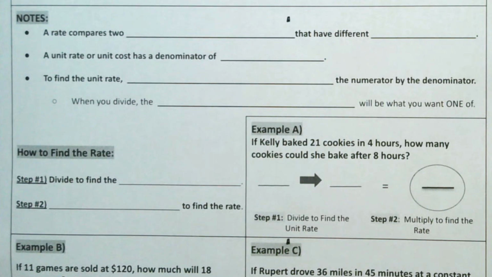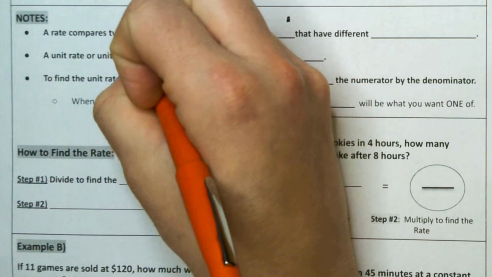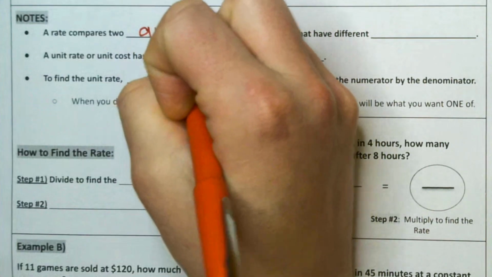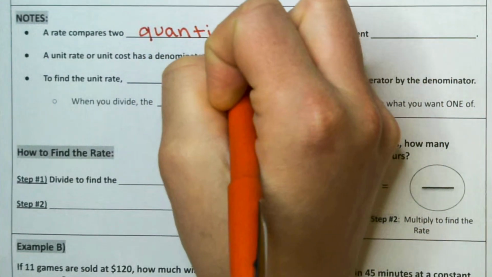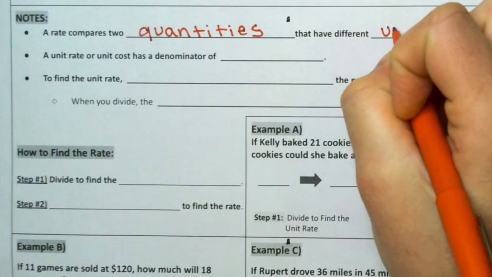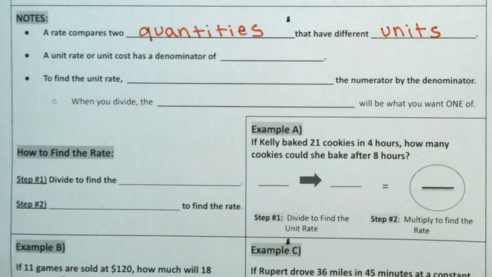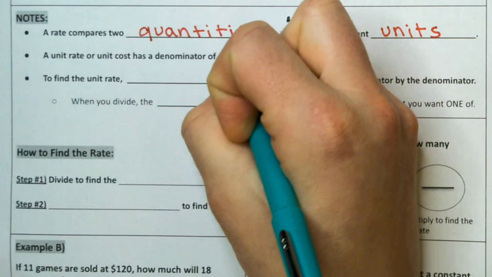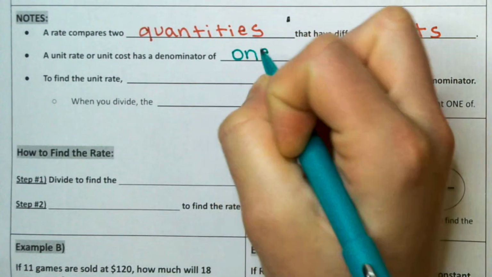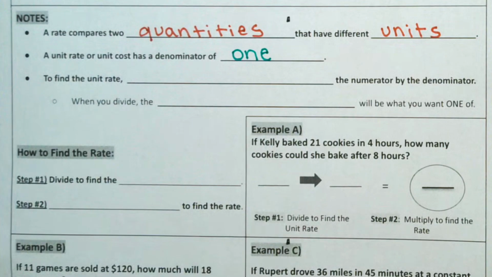Our first note is a rate compares two quantities that have different units. And the beauty of this is you can always pause the video if I'm moving too fast. You really can go at your own pace. Our next note is a unit rate or unit cost has a denominator of 1. You may also see unit cost listed as unit price. They're the same thing.